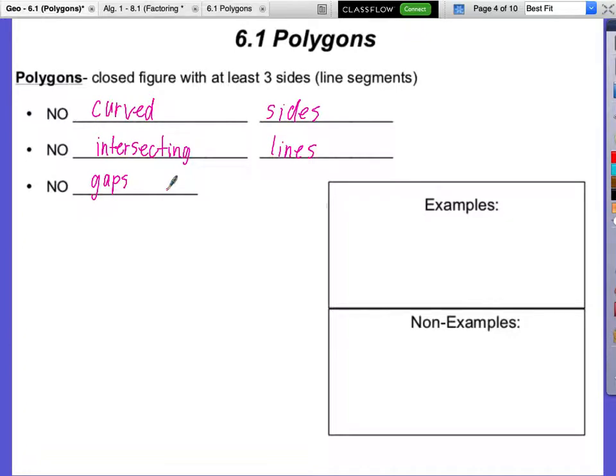Okay, so who has an example of a polygon maybe? A square. A closed square. It can't be like a pentagon. A stop sign. I don't think a stop sign is what kind of shape? Octagon.